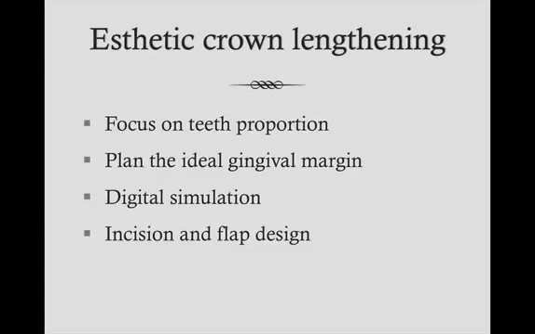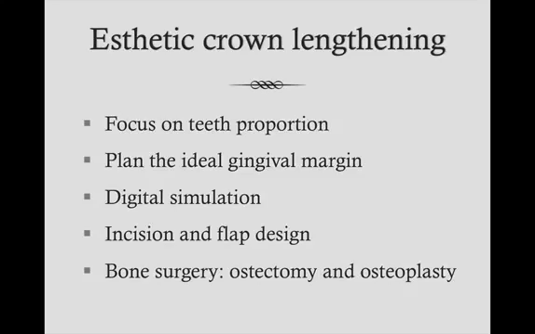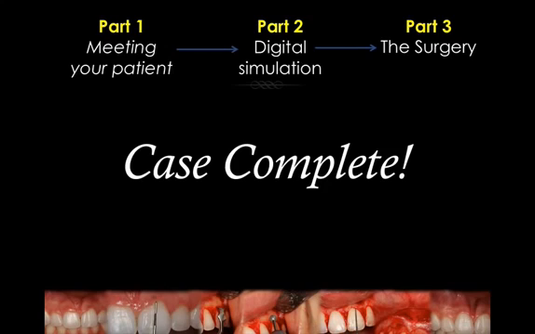And it's really about the incision and flap design and careful management, and being careful not to perforate the flap if you're incorporating a frenectomy at the same time. And also the importance of bone surgery, removing the supporting bone, placing it at the proper level, and also doing osteoplasty, creating the nice knife edge to the root surface. All of these things are important, and if you follow these steps, you ensure that you'll get great results with your crown lengthening procedures. So case is complete.